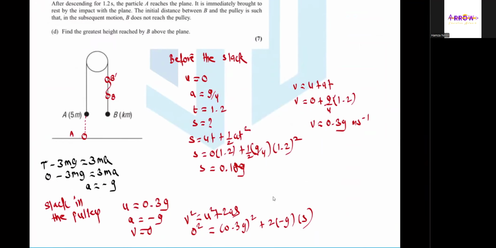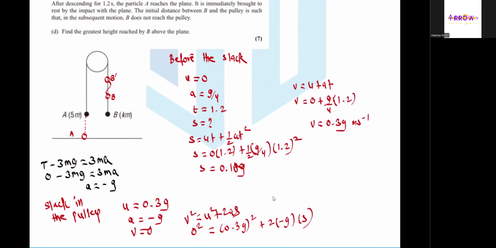First we have the journey before the slack. We need to find how much distance particle A has covered when it hits the plane. It would be the same value of distance which particle B will cover when it is moving with the motion of the pulley.